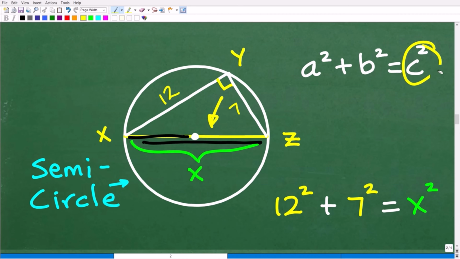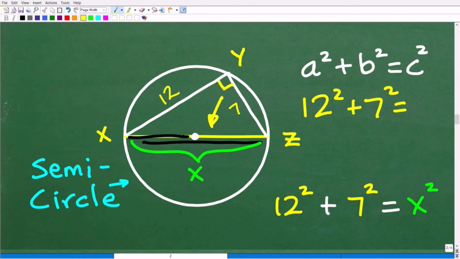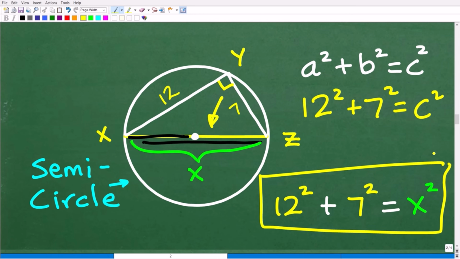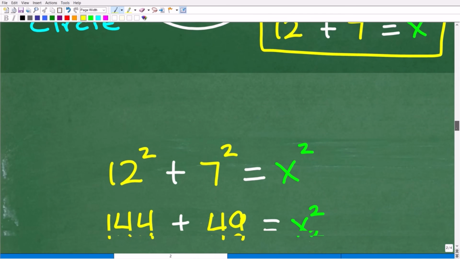All right, so let's go ahead and just plug in the numbers. So A squared plus B squared is going to be what? Well, it's going to be 12 squared plus 7 squared is equal to c squared, but here we have the variable x, so we'll just have x squared. All right, so here is the equation that we need to solve.